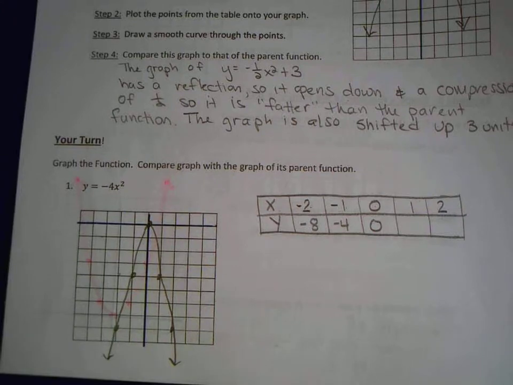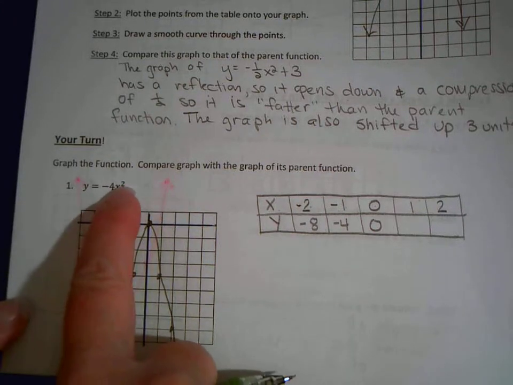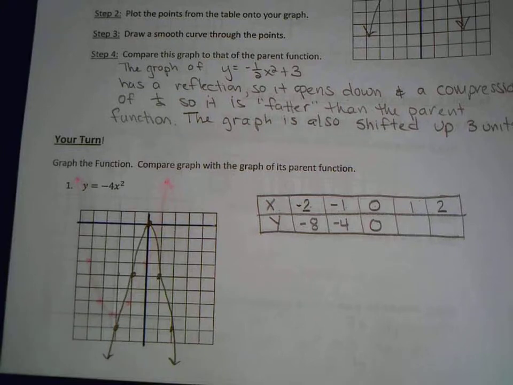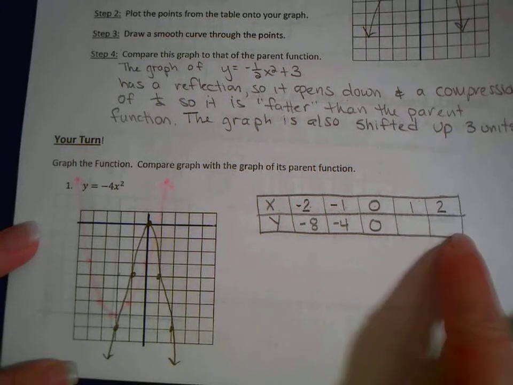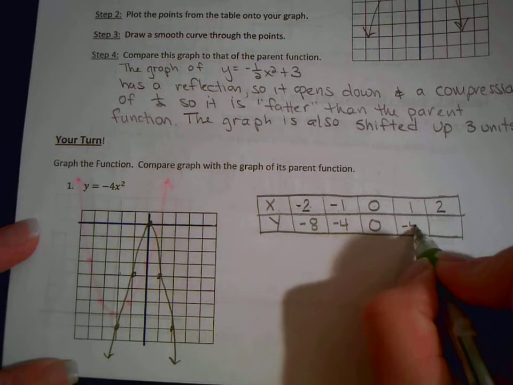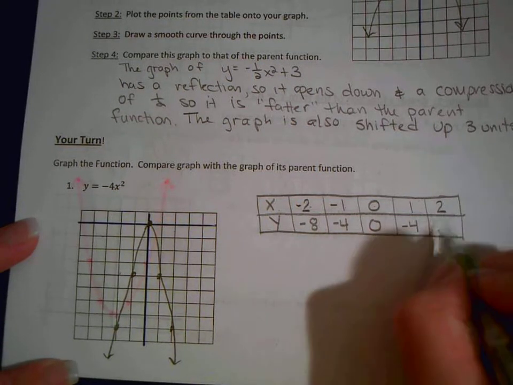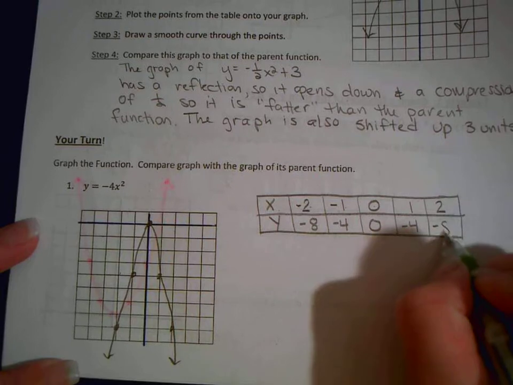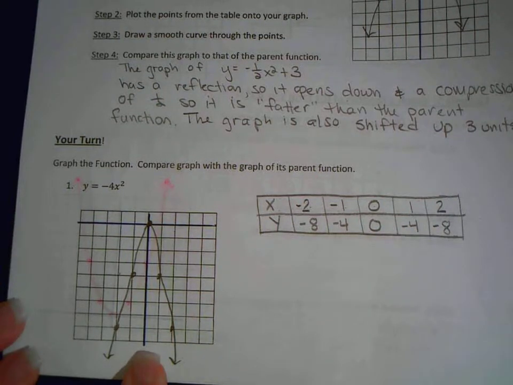The biggest concern is that when you look at an equation that has an x squared term in it, you know what the graph's going to look like. All right, now I didn't fill in these two because I told you it's going to be a mirror image. But when x is 1, y is -4, and when x is 2, y is -8. So here, there's your graph.